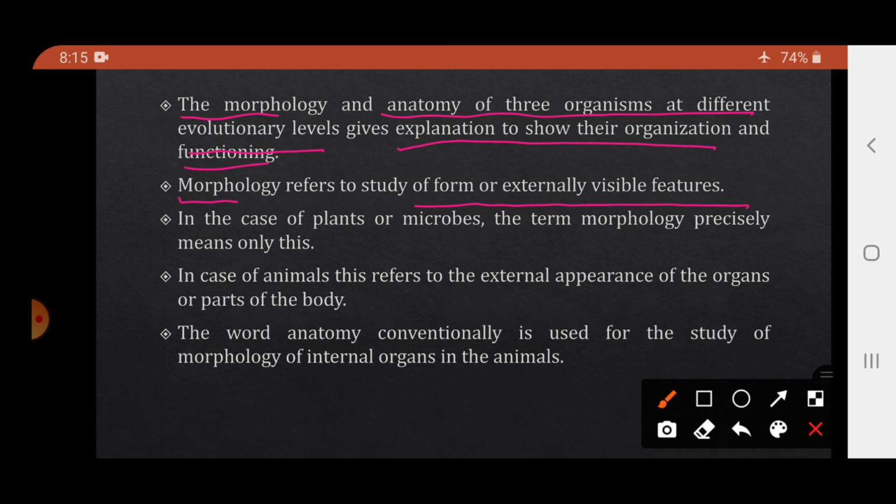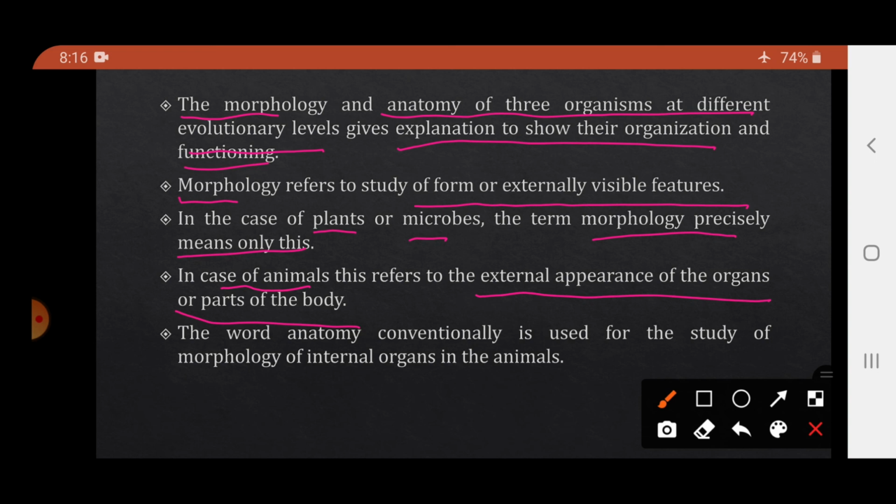जब भी किसी organism के external features को हम study करते हैं उसको बोलते हैं morphology. In case of plants and microbes the term morphology precisely means only this. So जब plants की बात होती है या microbes की बात होती है उनके लिए morphology means in that concern, it means the study of the external features. But when we talk about animals, it refers to the external appearance of the organs or part of the body. जब हम morphology को animal या zoology में consider करते हैं, so we deal with the external appearance of the organs or part of the body.